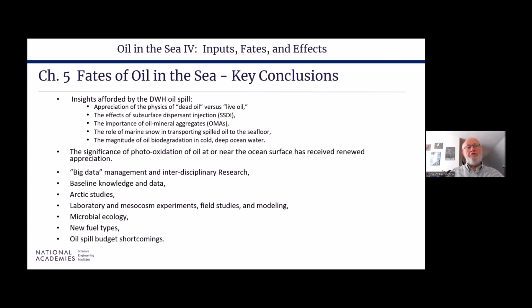The whole issue of new fuel types as we go forward into the future. Being ready to deal with new fuel types, understanding their composition, understanding what the impacts might be, understanding what their physical dynamics might be, and how that all will contribute to issues associated with oil spill budget. And Scott has mentioned some of the issues of oil spill budget shortcomings.